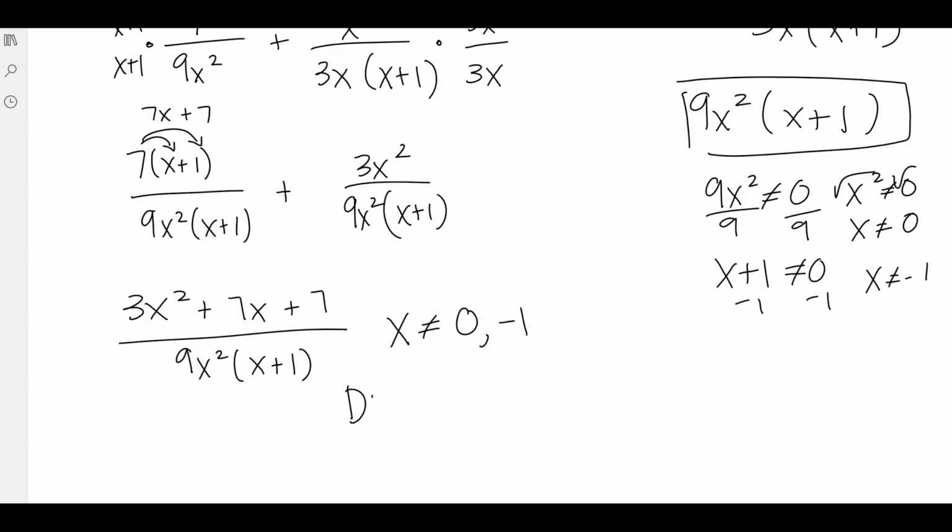So your domain would be all real numbers except 0 and -1.